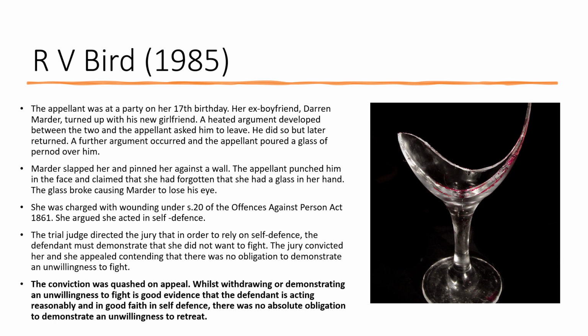And she was charged with wounding under Section 20 of the Offences Against the Person Act 1861, and she argued she acted in self-defence. Now, the trial judge directed the jury that in order to rely on self-defence, the defendant must demonstrate that she didn't want to fight. Now, the jury convicted her, and she appealed, contending there was no obligation to demonstrate an unwillingness to fight. And this ground of appeal was accurate. The conviction was quashed, and whilst withdrawing or demonstrating an unwillingness to fight is good evidence the defendant is acting in good faith or reasonably, there's no obligation, so this is proven by this case.